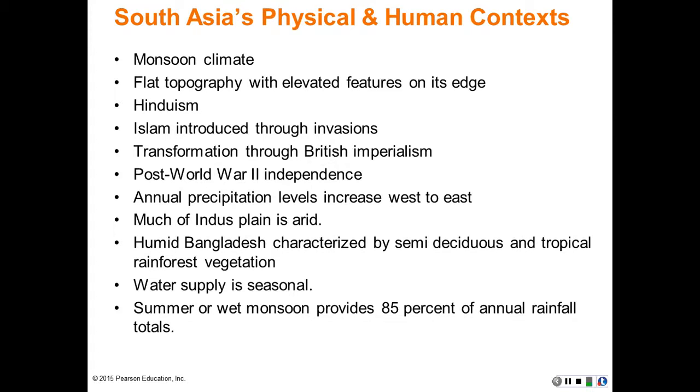Water supply is seasonal, obviously tied very directly to the monsoon climate. In particular, water supply is refilled during the wet summer monsoon season, and is often used very thoroughly coming into the more dry winter monsoon. The summer or wet monsoon provides 85% of the annual rainfall totals.